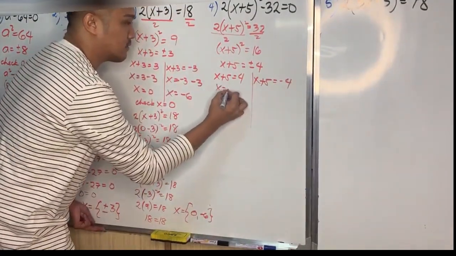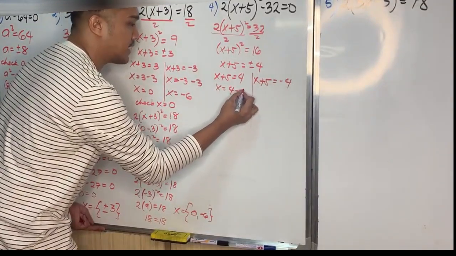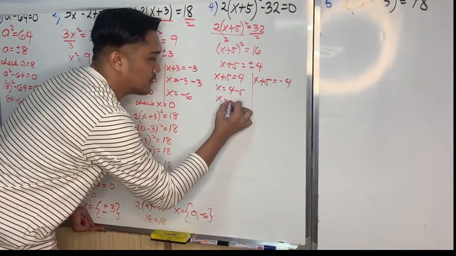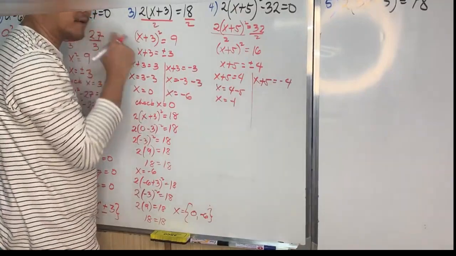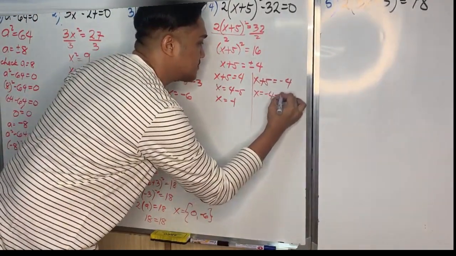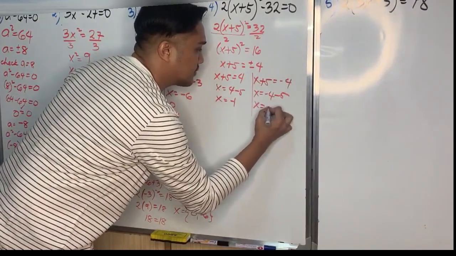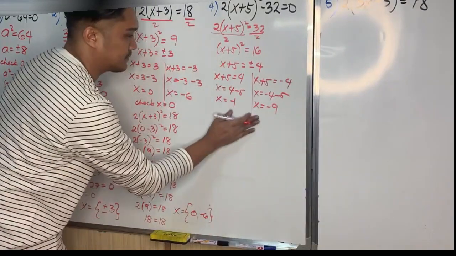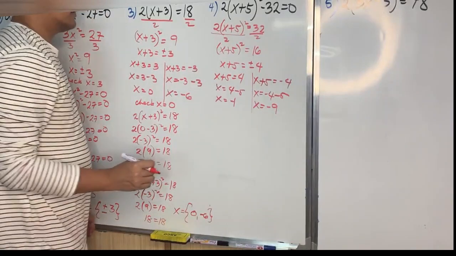So, x is equal to 4 minus 5. X is equal to negative 1. Sa kabila naman, x is equal to negative 4 minus 5. X is equal to negative 9. So, check.